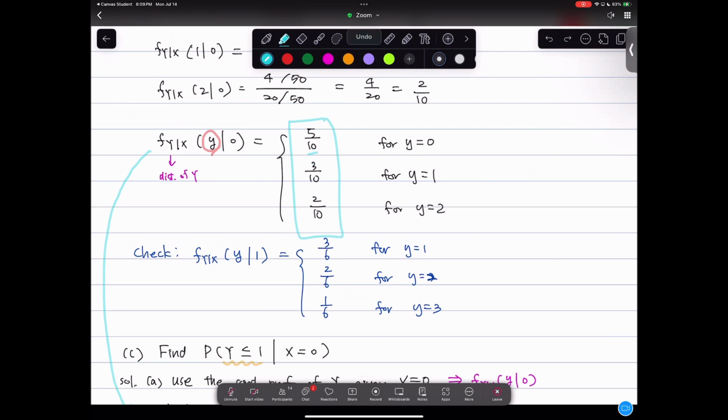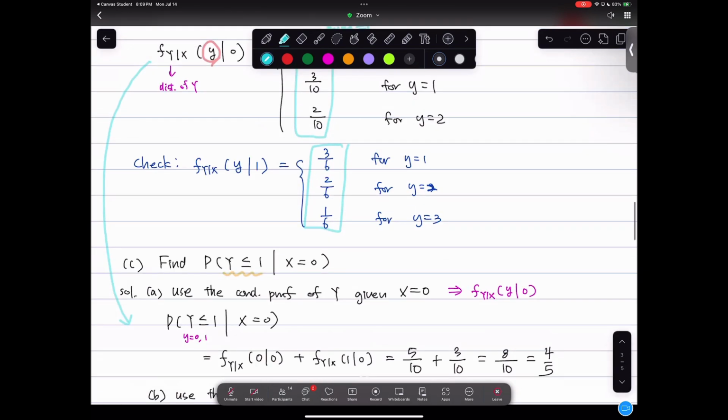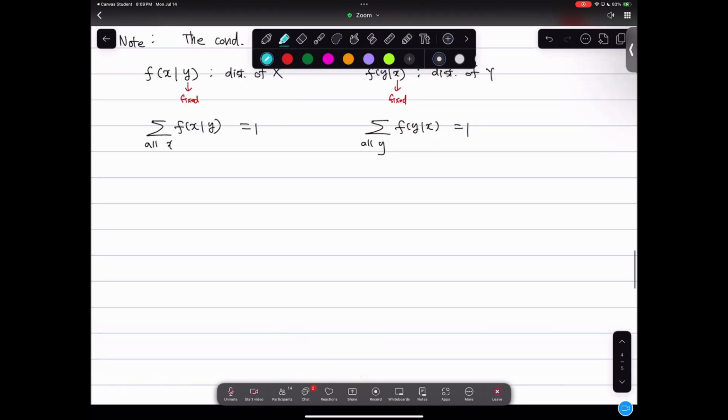So for every single conditional PMF, the sum must be 1, every single one of them. If you don't get it, something is not right. So that's simply what it says. Nothing more than that. How are we doing?